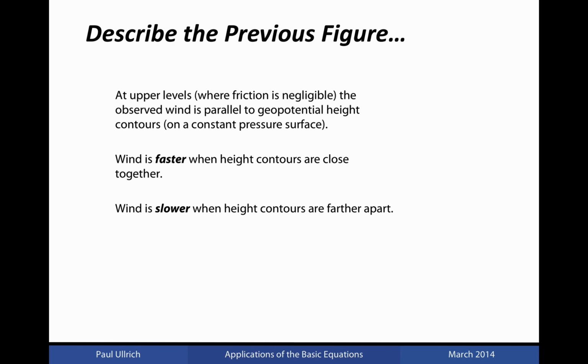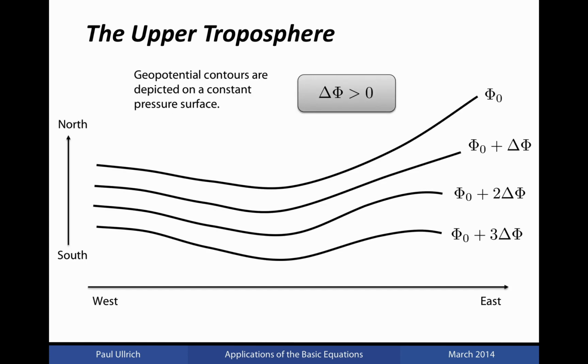We're going to talk about this in the context of the equations of motion, why this might be the case. Here we have an idealized diagram showing south to north and west to east, and we have geopotential contours which are depicted here. Again, this is basically just a toy figure in order to discuss these concepts associated with geopotential.